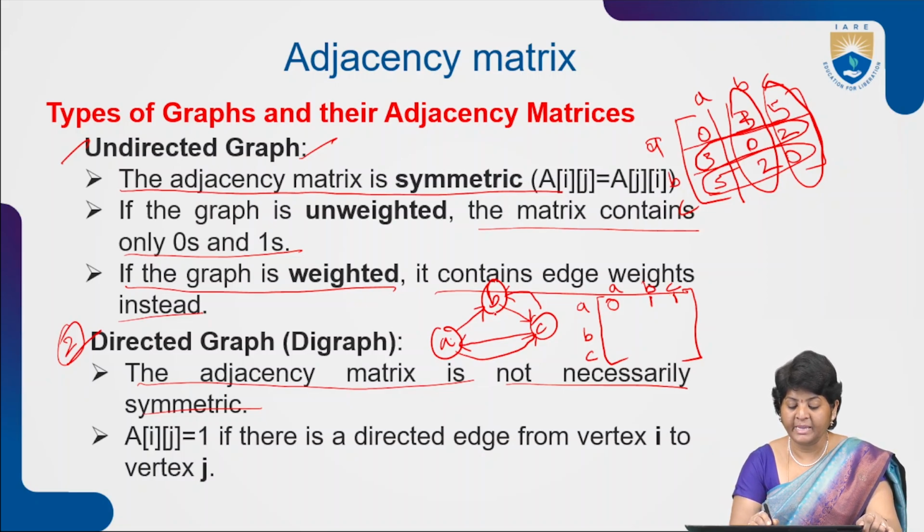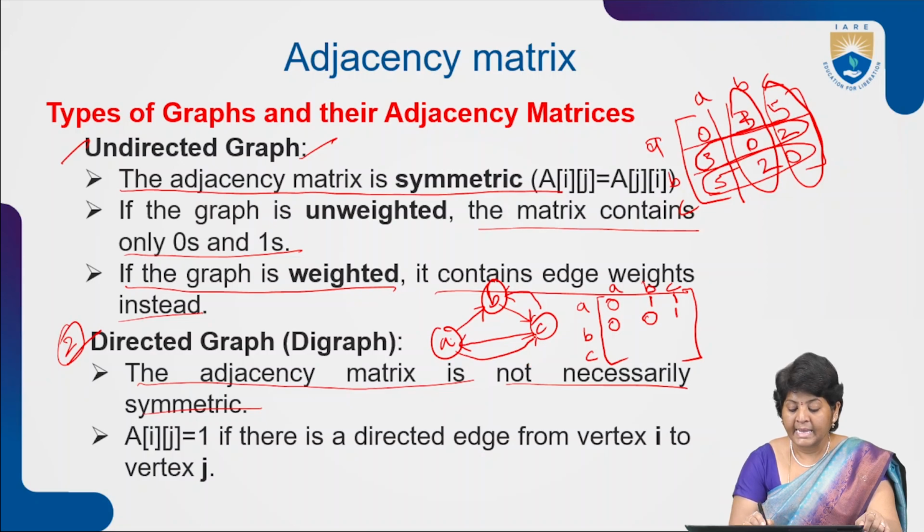Next, vertex B. Here, B to A, is the edge connected? No. See here, for A to B the arrow mark is present, but for B to A there is no edge connection. So we will mark it as 0. B to B, there is no self loop, so we will mark it as 0. Now, B to C, there is an edge connection, so we will mark it as 1.